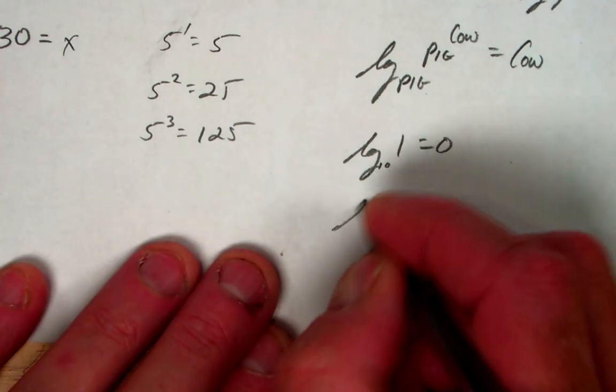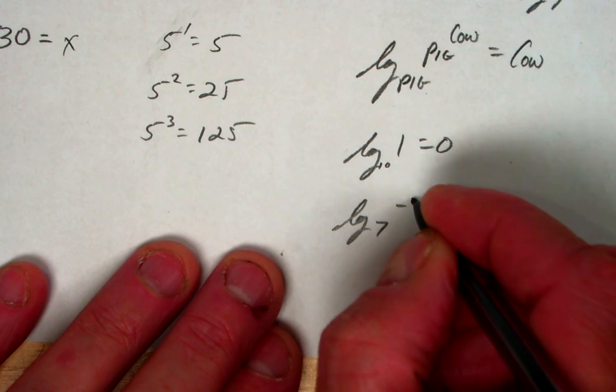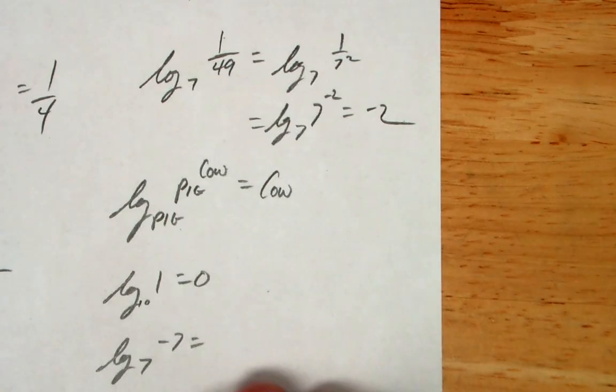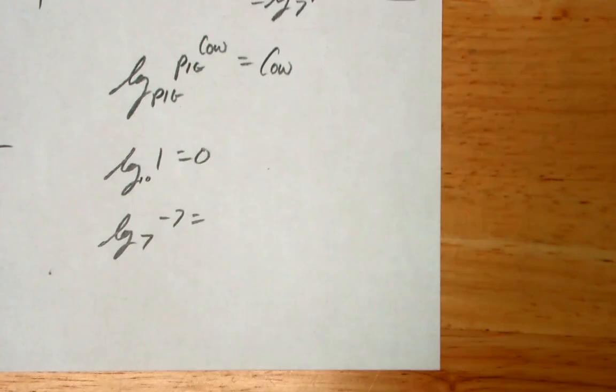Log base 7 of negative 7. Nope, that's 1/7. 7 to the 1/7 is... No, that's the square root of 7. Okay, so let's do a little investigation. I'm trying to stretch your brain a little bit.